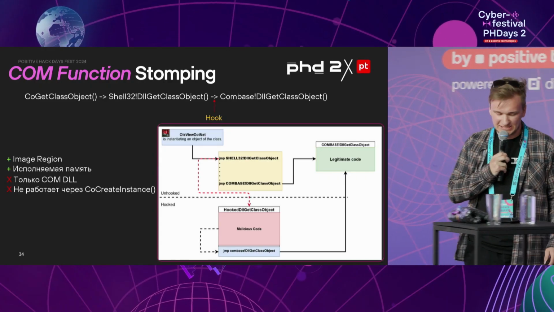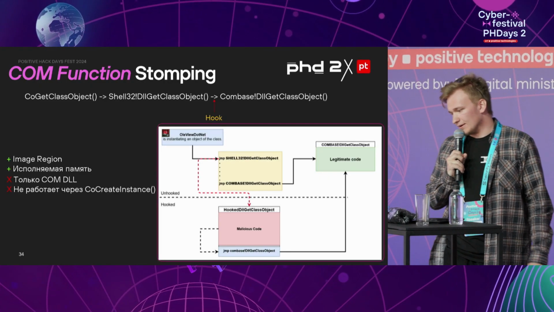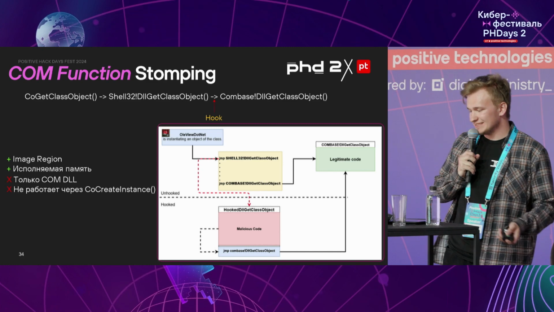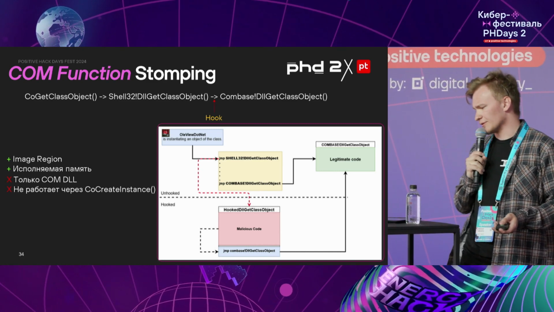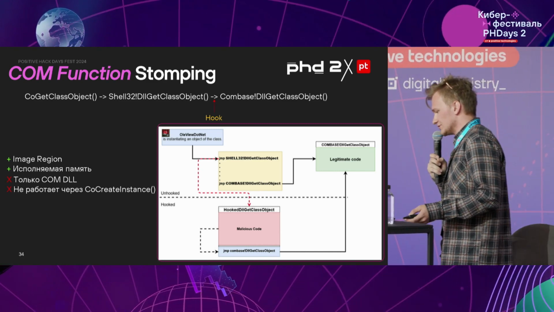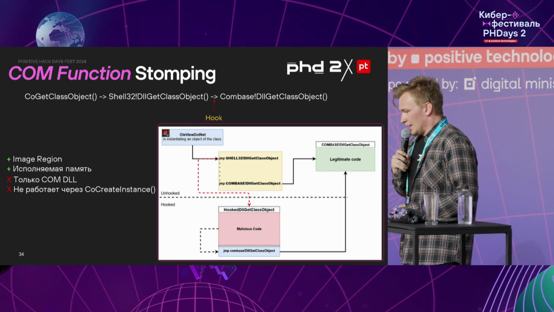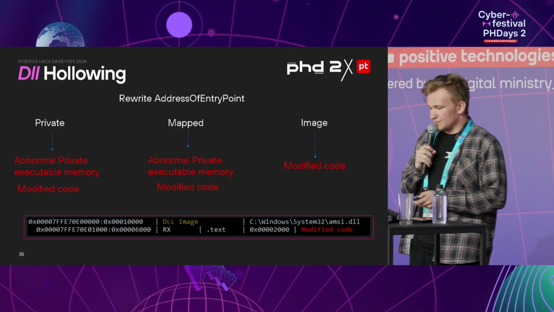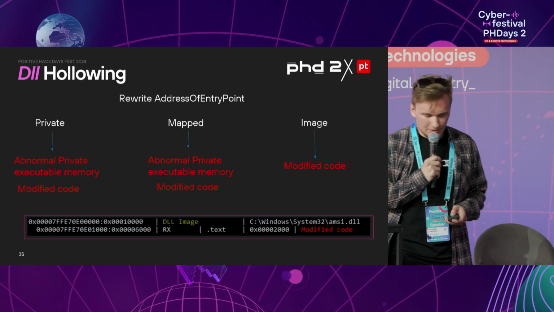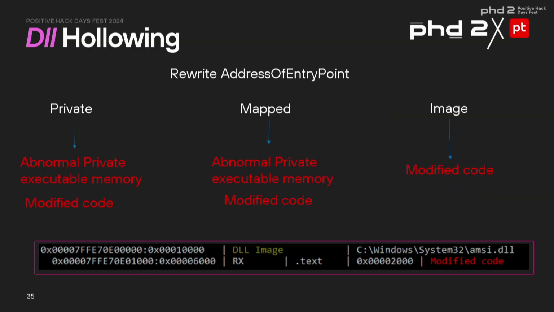But there are some disadvantages here. This only works with COMs which are written in DLL files, because the EXE files are mapped differently. And if in the target app you have some CoCreateInstance, then this hook is not going to work. The next attack to make it to the image region is called DLL hollowing.